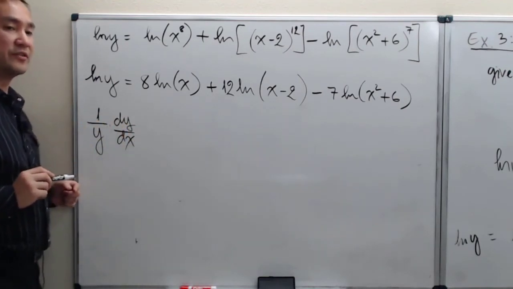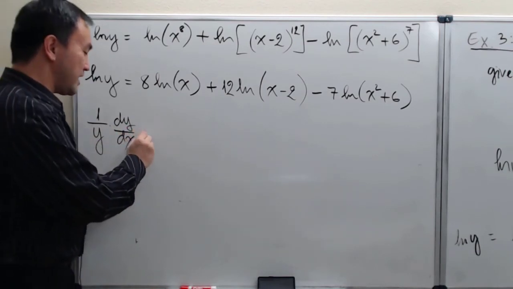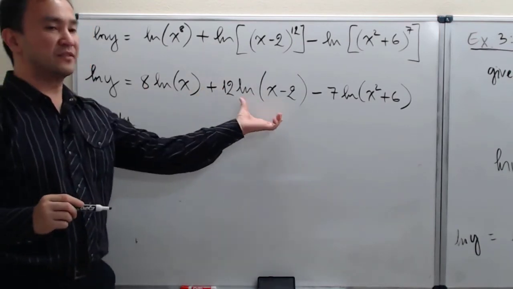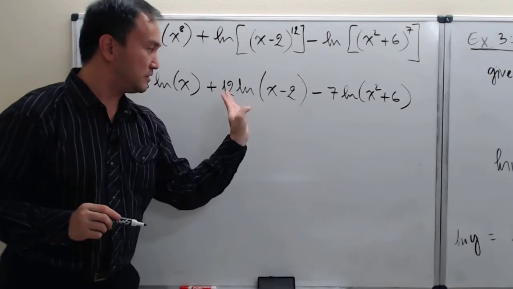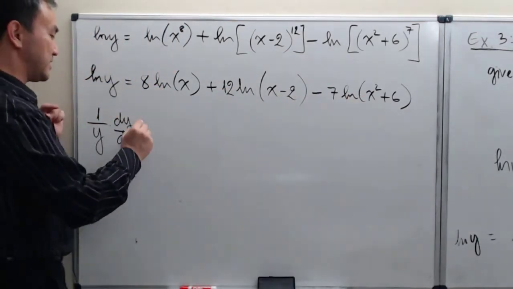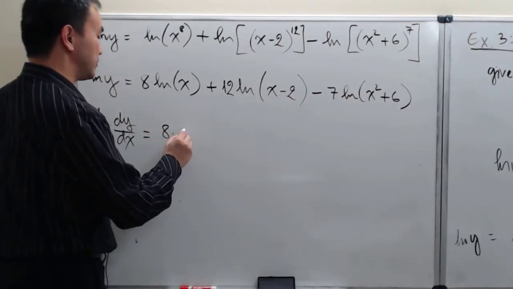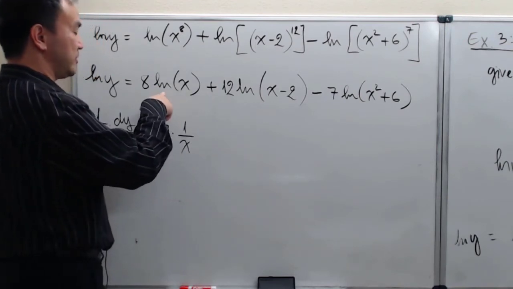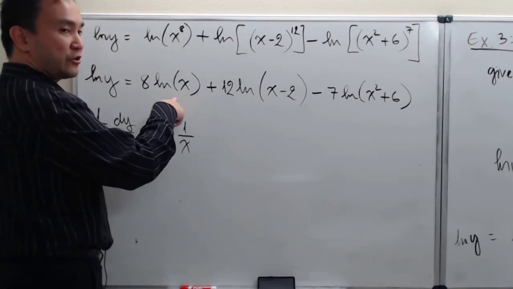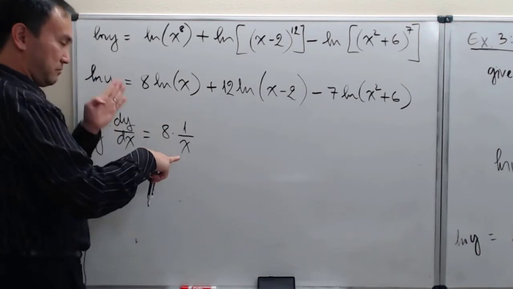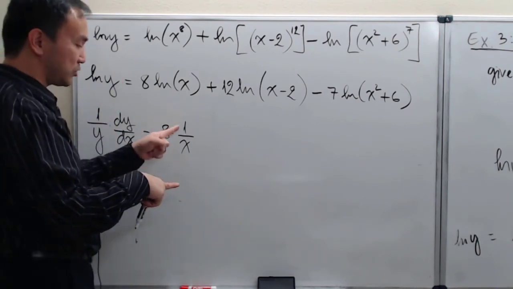The implicit derivative dy/dx, and then the right hand side, now it's just a matter of taking the derivative in terms of x, term by term. Okay, so the first term is easily 8 times 1 over x, since it's just the plain old natural log of x function, so the derivative is directly out of the box 1 over x.